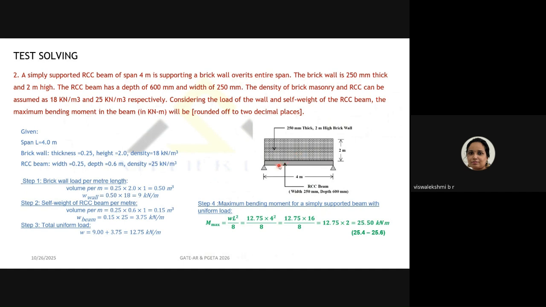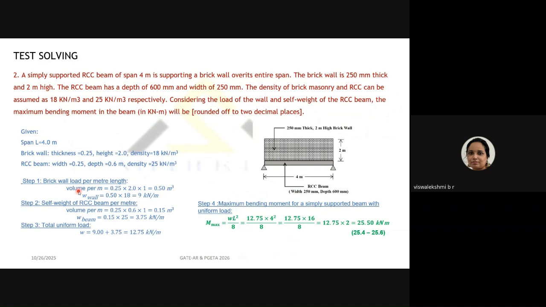For a simply supported beam with a UDL, the maximum bending moment is given by the formula WL square by 8. So we know the formula. In that we have to find W. W is the total load. L is given as 4 meters. So L we know, the only thing we have to find is W. To find the total load acting on the beam, we have to see that step by step. First step is we have to find the brick wall load per meter length. So we'll find the brick wall load and then we'll find the RCC beam load.